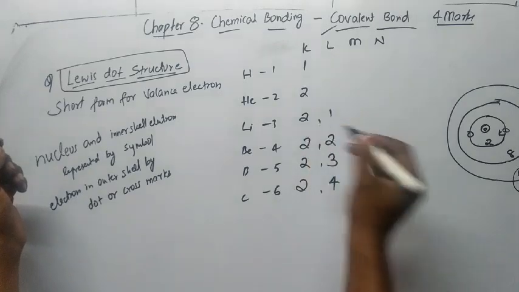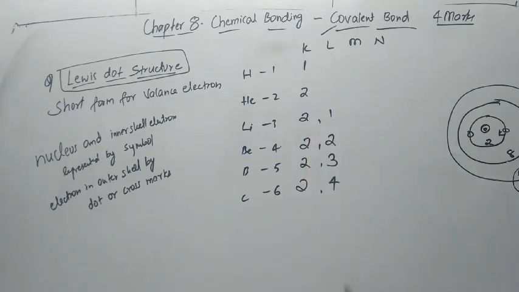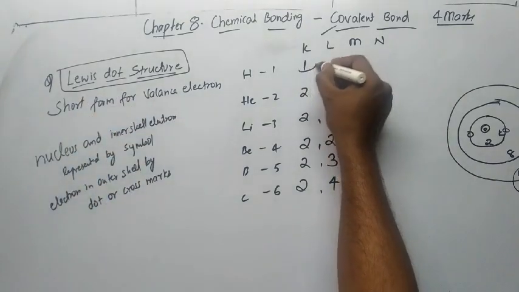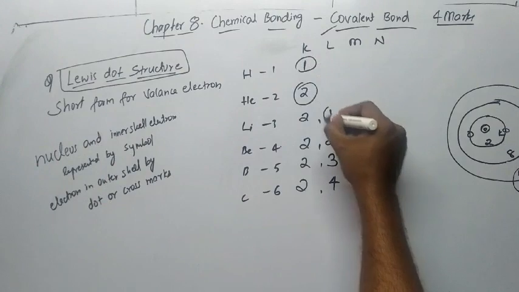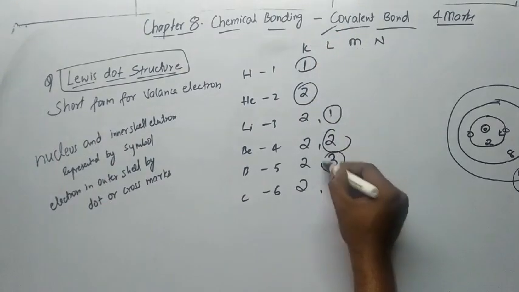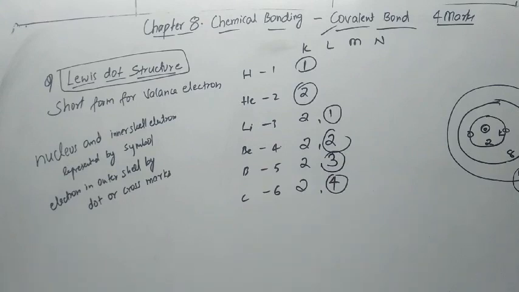Okay, so now Lewis dot structure is nothing but it is a short form of the valence electrons. So these are known as valence electrons, the number of electrons in the last shell. So the number of electrons in the last shell are known as valence electrons.